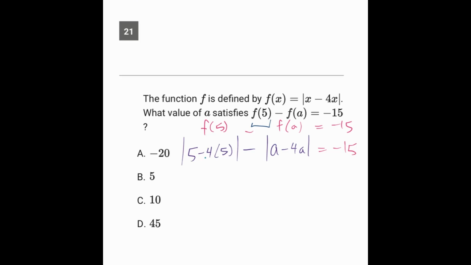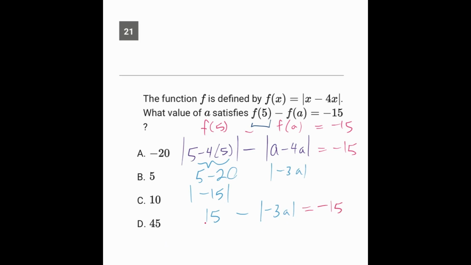So now, simplifying this easier part here, that's 5 minus 20, which is negative 15. But if we're doing the absolute value of that, we're getting positive 15. So 15 right there. Minus, and let's see what we have for this part. Here we have a minus 4a, so that would be negative 3a. And let's just keep it like that for now to not take any shortcuts that we're not sure we can take. So this is all equal to negative 15.